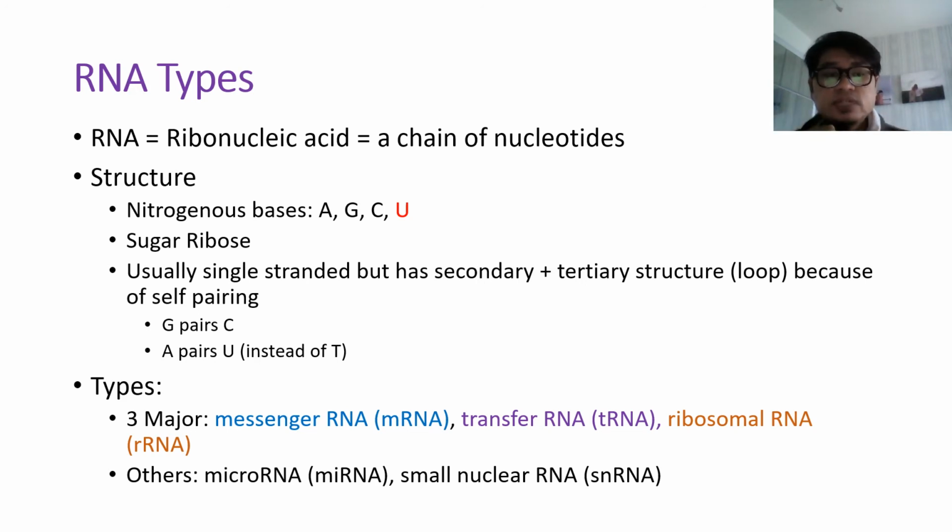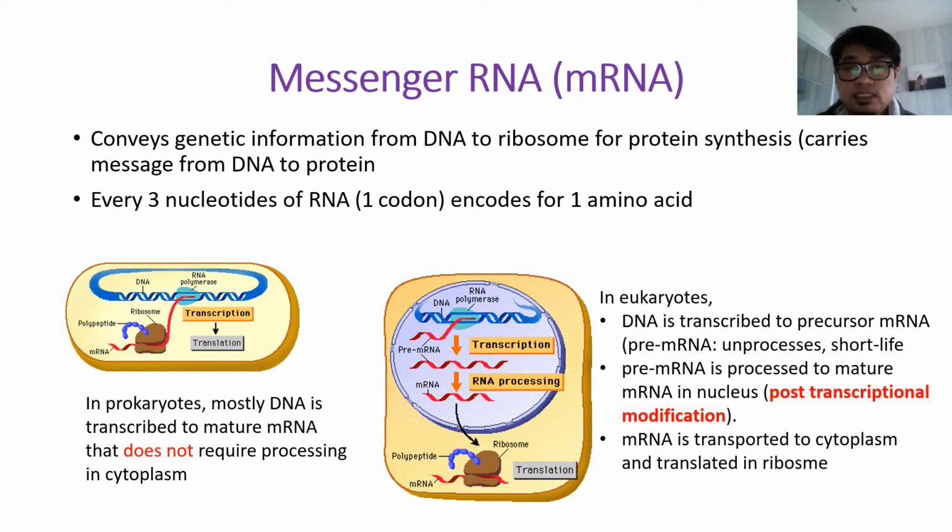All right, so there are three main types of RNA. The first one is mRNA, and then tRNA and ribosomal RNA. There are also other RNA types, known as microRNA and small nuclear RNA. All right, so we start with the mRNA. mRNA conveys genetic information from DNA to the ribosome for protein synthesis. This mRNA carries a message from DNA to protein. Every three nucleotides of RNA is considered one codon, so it encodes one amino acid.